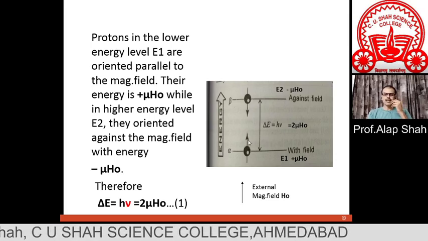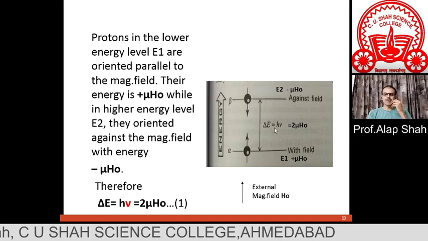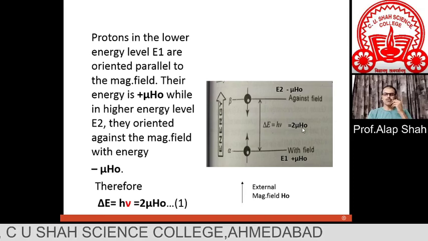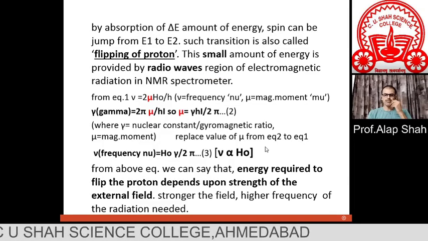So we can write equation number 1: delta E equals h nu equals 2 mu H0.